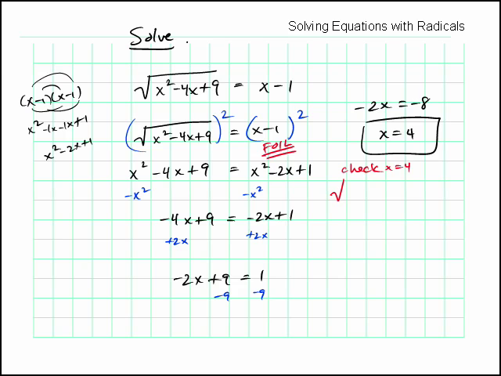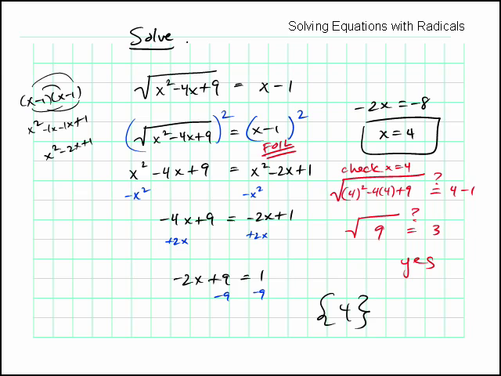Plug 4 into the original problem. We'll have the square root of 4 squared minus 4 times 4 plus 9. Is that equal to 4 minus 1? Well, this simplifies to the square root of 9. Is that equal to 3? And that answer is yes, it works. Therefore, the solution to our equation here is 4. Solved. Let's do another one like that.